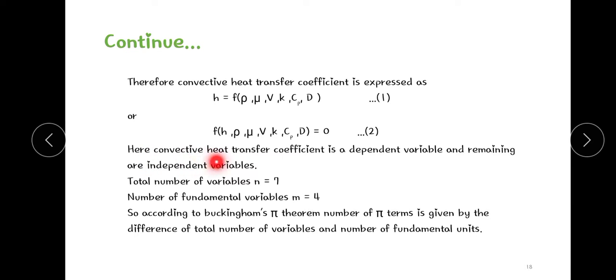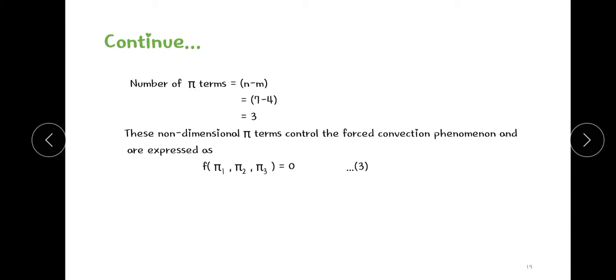Here the convective heat transfer coefficient is the dependent variable and the remaining are independent variables. So the total number of variables here is 1, 2, 3, 4, 5, 6, 7. The total number of variables is 7 and the number of fundamental dimensions is 4. According to Buckingham's pi theorem, the number of pi terms is the difference of the total number of variables and the number of fundamental units. So n minus m is equal to 7 minus 4, so the number of pi terms is 3.